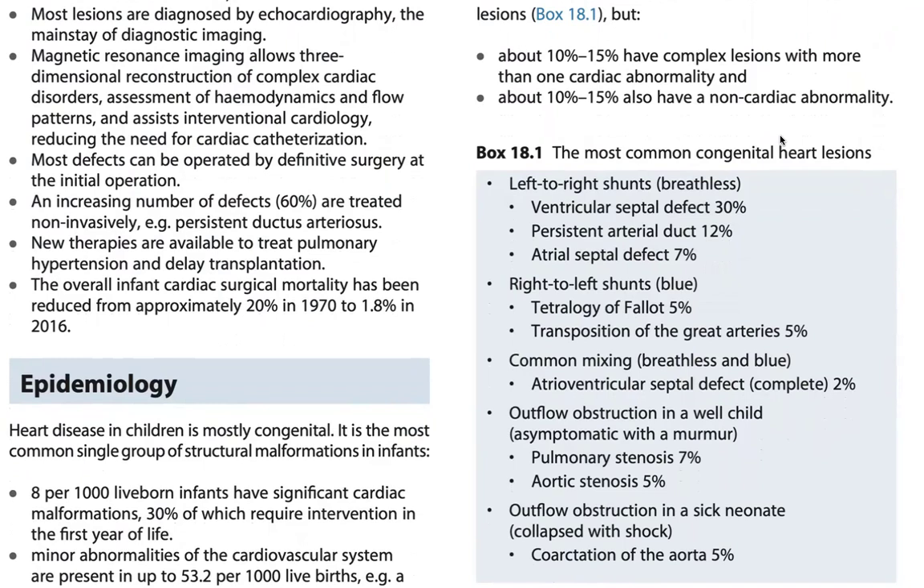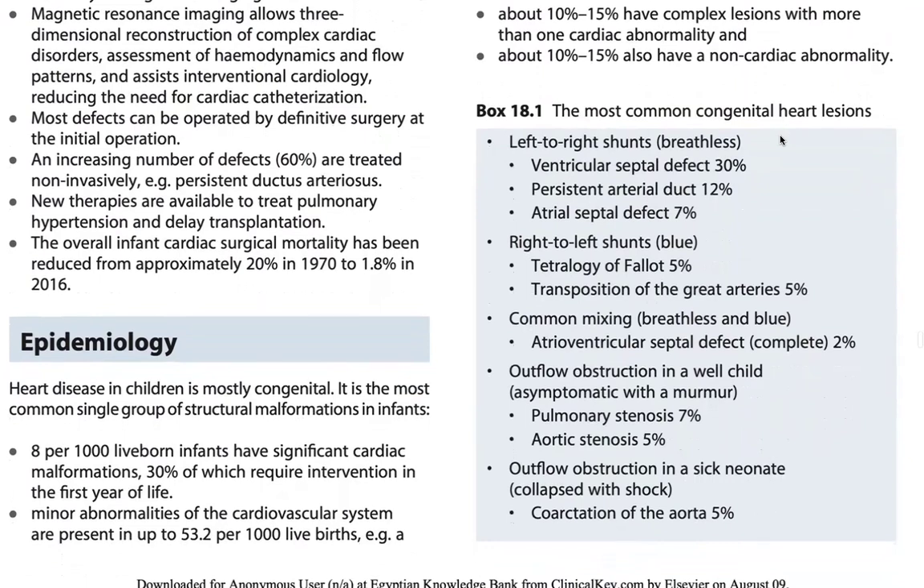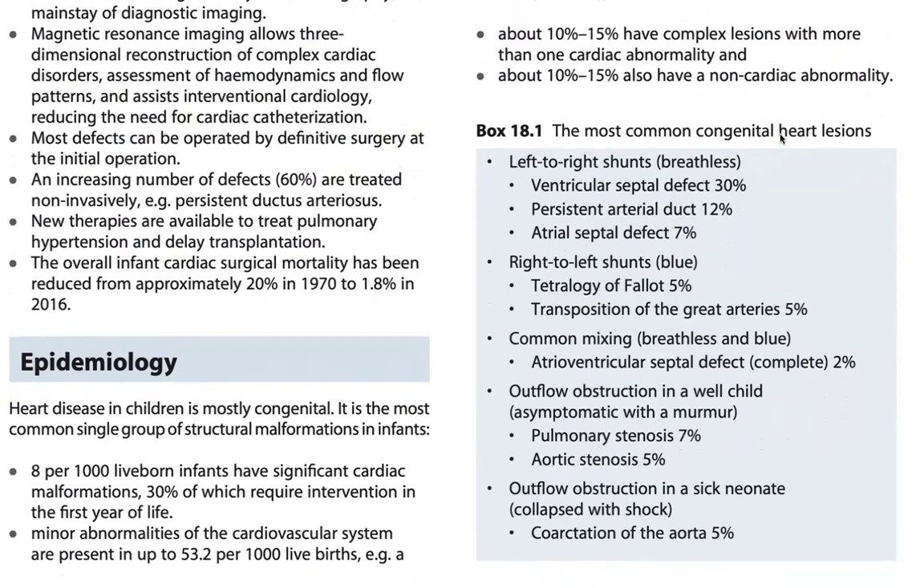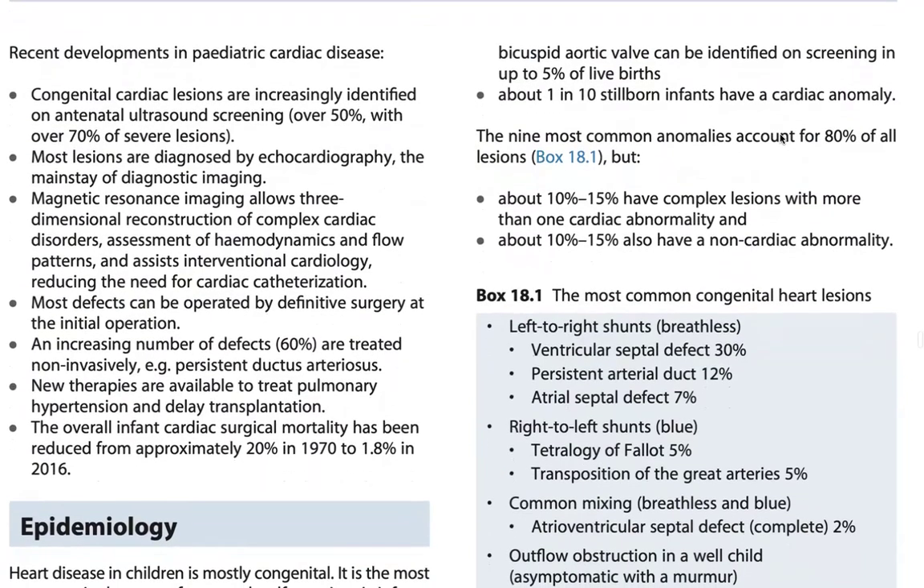Epidemiology: heart disease in children is mostly congenital. It is the most common single group of structural malformations. In infants, 8 per thousand live births have significant cardiac malformations, 30% of which require intervention in the first year of life. Minor abnormalities of the cardiovascular system are present in up to 53.2 per thousand live births. About 1 in 10 stillborn infants have a cardiac anomaly.